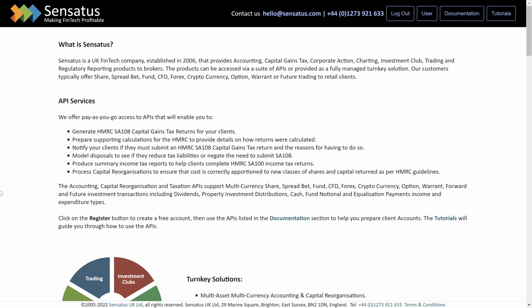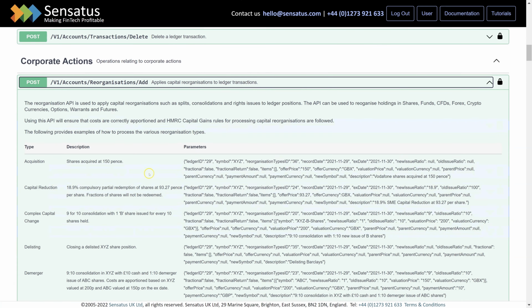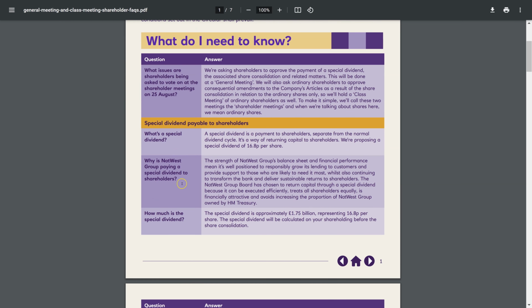This tutorial provides an example of how to use the Sensatus Capital Reorganisation APIs to process our return of capital. A return of capital is used to reduce the cost of a client holding. In this example, we will process the Natwest Group return of capital.